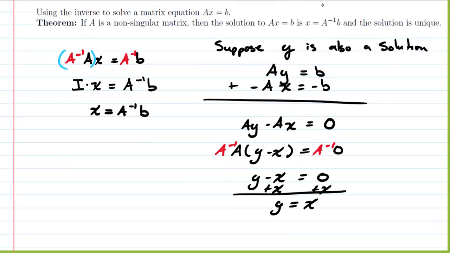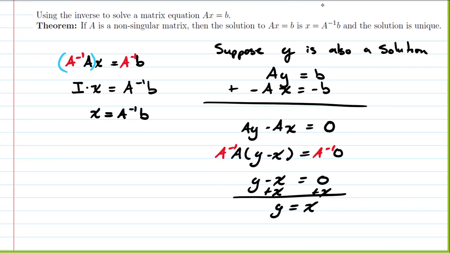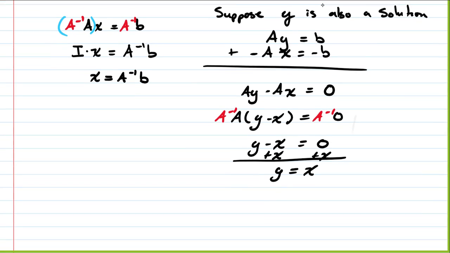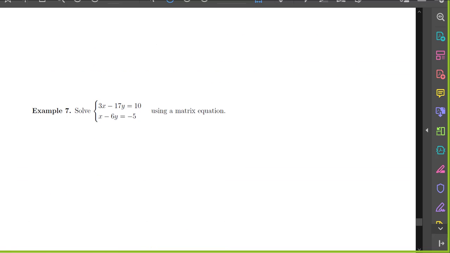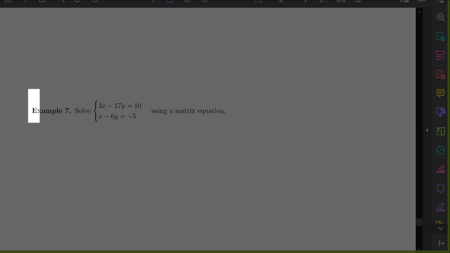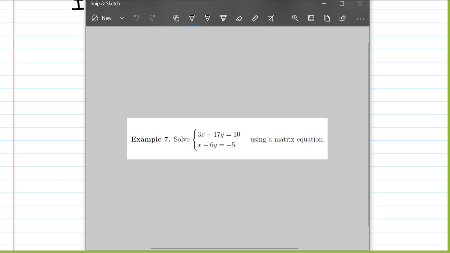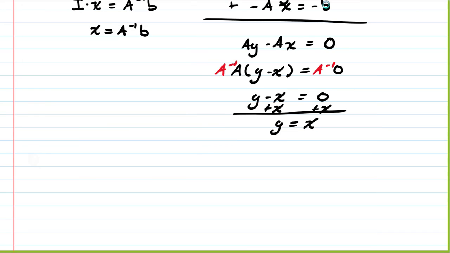So this theorem tells us two things. It says if A is a non-singular matrix, the equation AX equals B has a solution, moreover, what the solution is, which is A inverse B, and that solution is unique. There are no other solutions to that equation. All right, so let's go ahead and solve this using a matrix equation.